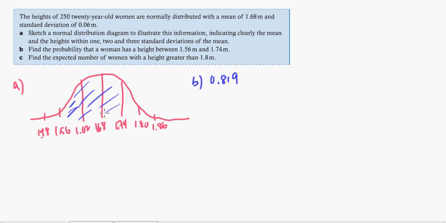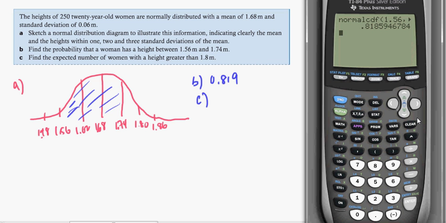That's 81%. Okay, find the expected number with the height greater than 1.8 meters. Okay, fine. No problem. We need to find the probability first. So we'll just clear. We go to second, distribute, normal CDF. Okay, they give us a lower bound because they want greater than. So it's 1.8. And then we'll just put a really high number here, like 1e99. We already have our mean and standard deviation, so we're good.